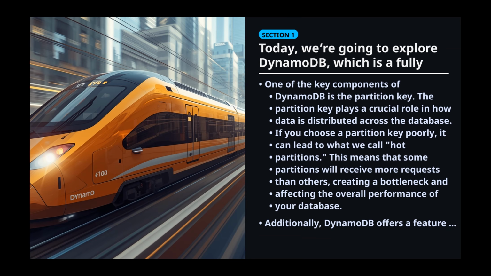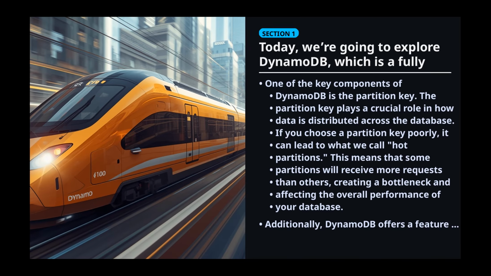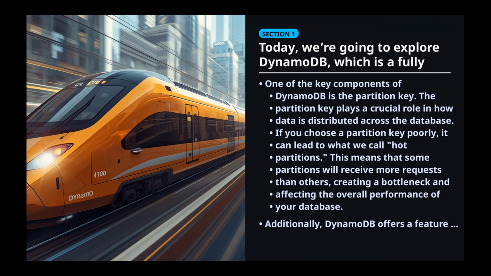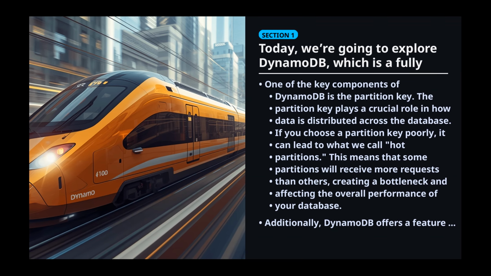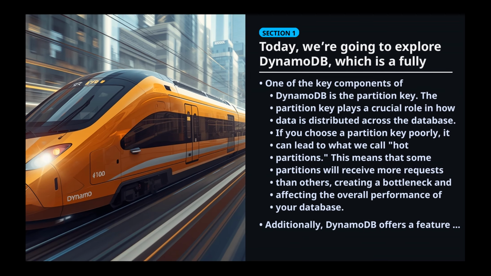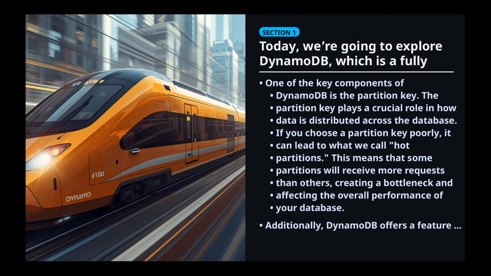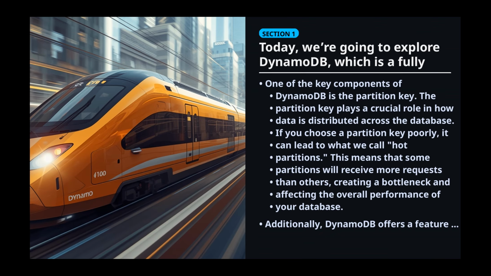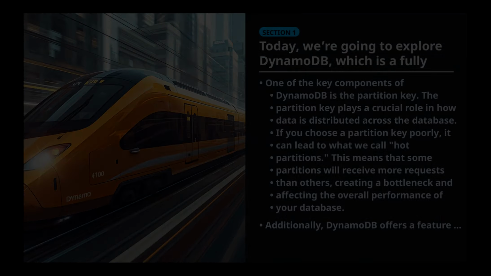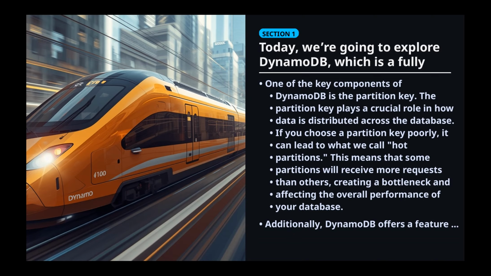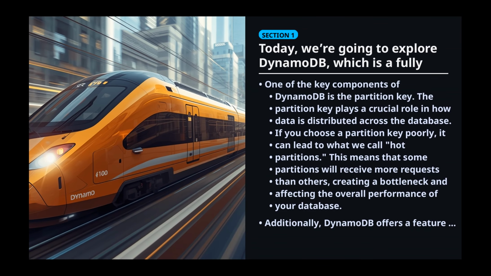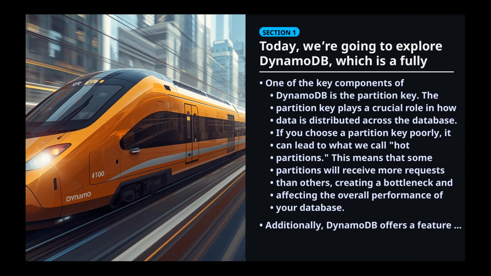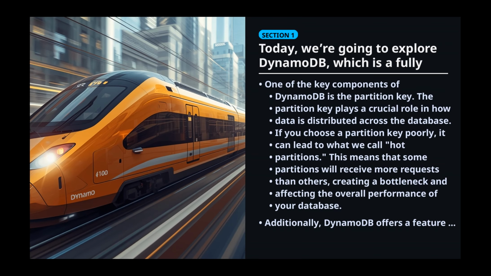One of the key components of DynamoDB is the partition key. The partition key plays a crucial role in how data is distributed across the database. If you choose a partition key poorly, it can lead to what we call hot partitions. This means that some partitions will receive more requests than others, creating a bottleneck and affecting the overall performance of your database. Additionally, DynamoDB offers a feature called Global Secondary Indexes, or GSI.